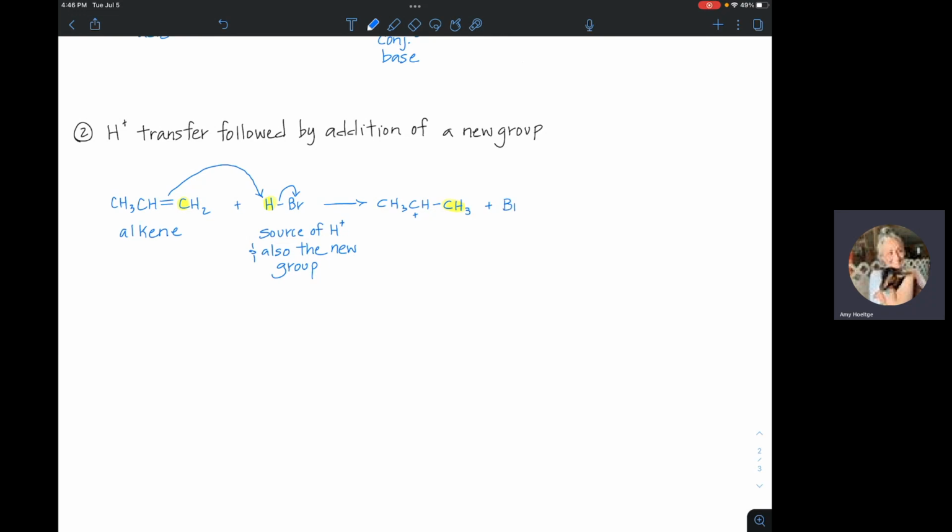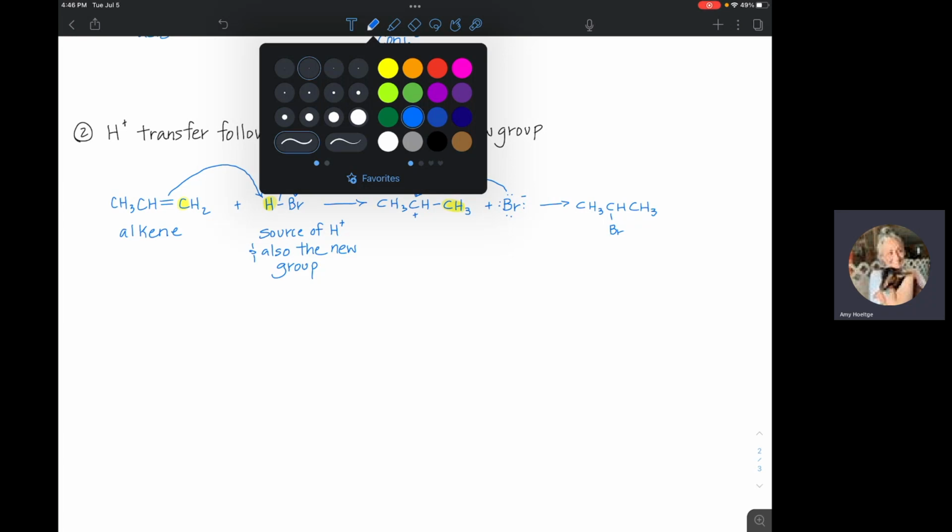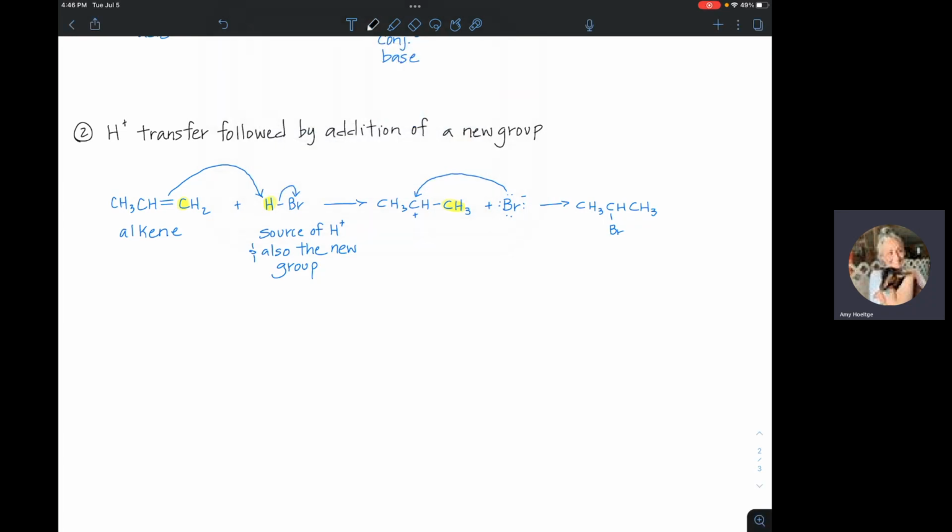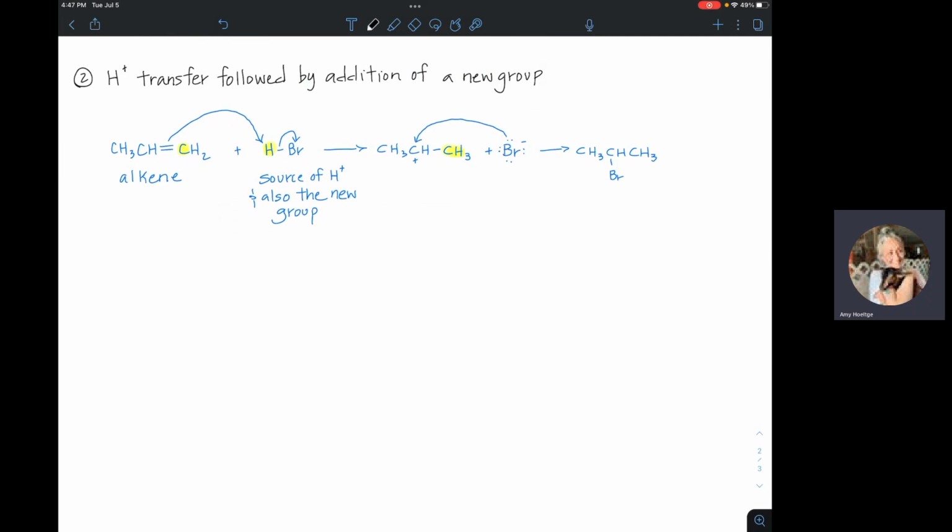But guess who came off in the last step? Bromide. And it has a lone pair of electrons now that can be used to attack that electrophile, that positively charged carbon. And when that happens, we form a new bond between this carbon and that bromine. We've effectively created a new bond in a totally different molecule. So we have a proton transfer followed by the addition of a new group. This is one of the characteristic reactions of alkenes and alkynes. We call this an electrophilic addition reaction. And we'll go into detail about this in another video.